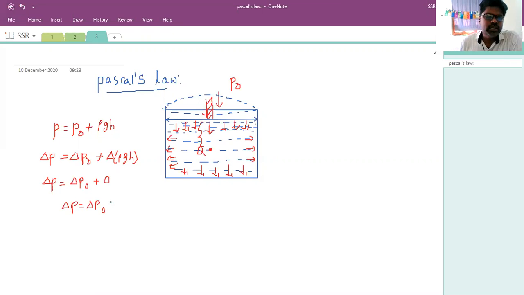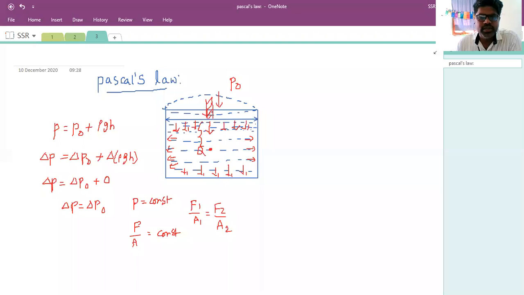So this is one condition. That means the change in pressure is the same, constant. Delta P is equal to delta P naught. That means P is equal to constant. That means you can write F by A is equal to constant. P means F by A, no? From this you can write F1 by A1 is equal to F2 by A2, if you take two areas of cross section and two forces. I am talking about the application. Now, once you understand this, I can define Pascal's law.